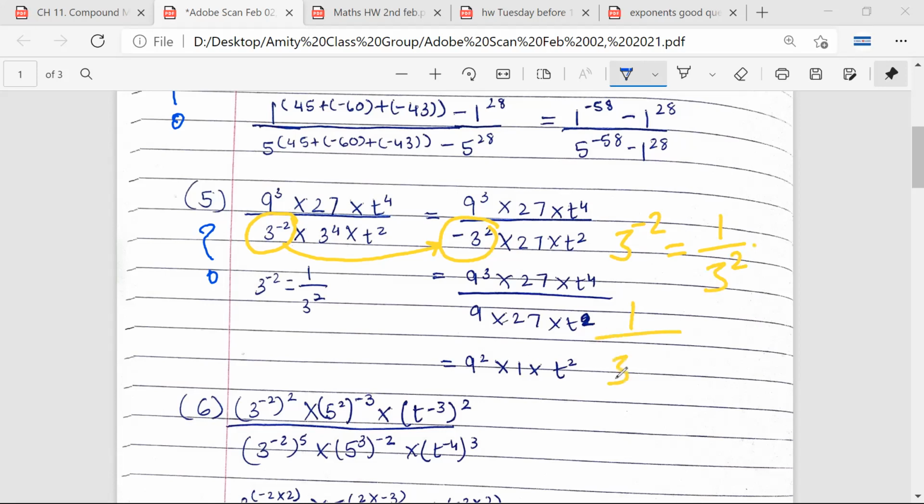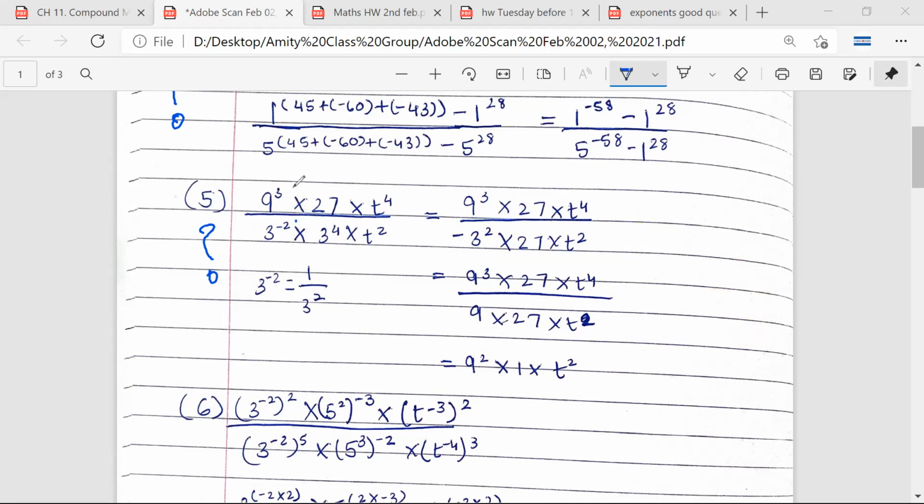Now this might get a bit confusing. 1 upon 3 raised to power minus 2 is actually equal to 3 raised to power 2. Have you understood or not? Aishwarya ji, have you understood? Yes, sir. Soumya ji, any doubt? No, sir.